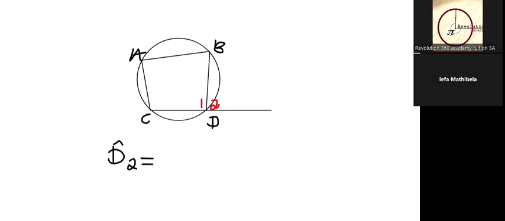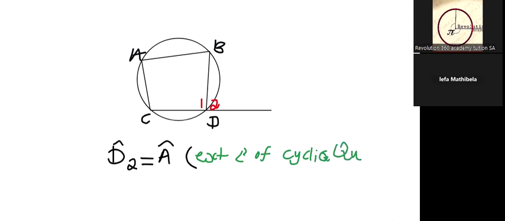So the reason is: the exterior angle of a cyclic quad is equal to the opposite interior angle. So this basically means to say this angle D2 is equal to angle A always.